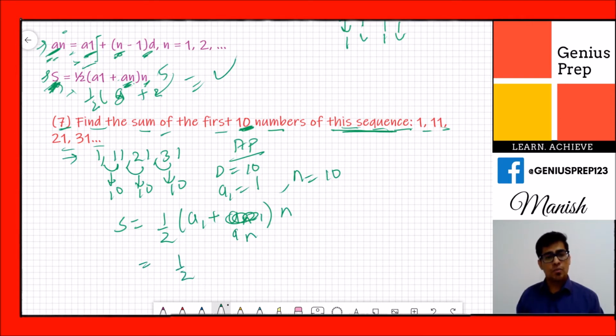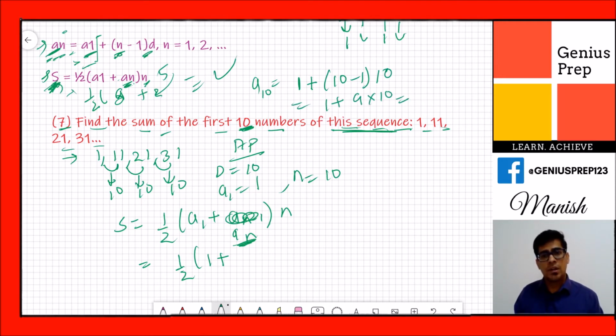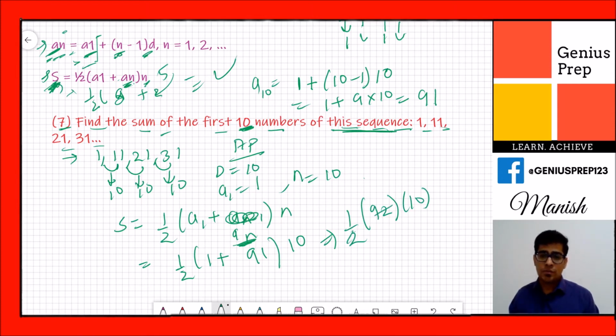Okay, so now 1 by 2, a1 is 1, plus an. What is an? The nth term. We do not know it, so what is the formula of the nth term? an is a1, which is 1, plus (n minus 1) times d, where n is 10: 1 plus (10 minus 1), and d is 10. So we solve: 1 plus 9 cross 10 is equal to 91. So the nth term is 91 here, multiplied by n, which is 10. Now 1 by 2, 92 multiplied by 10, you solve, cut it out, 46 times 10 is 460, which is the summation of the first 10 numbers of this sequence.